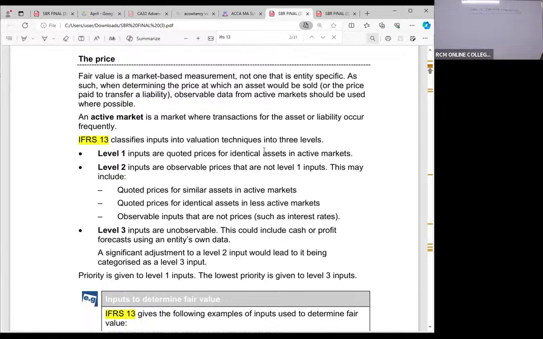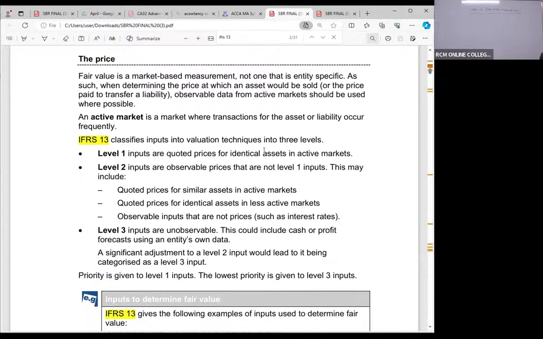I have this goat. I have this particular sheep here. It's a topper sheep. I know the size. I can see the size. I can see this one. This one is very, very identical to mine. So if it's identical to mine and it was sold at 13,000, then I'll be able to value mine at 13,000. So level 1 inputs are basically for identical items in the market.